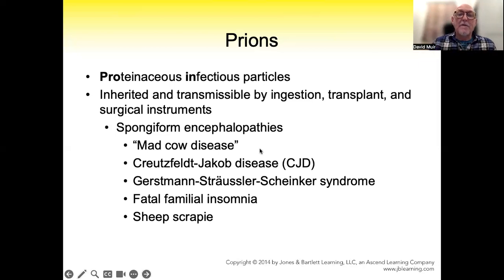So mad cow disease was really important because one of the things about the prions is that they can be acquired through ingestion. And in Britain and in Europe, there was an outbreak of mad cow disease. In human beings it's called Creutzfeldt-Jakob disease. And Creutzfeldt-Jakob disease was acquired by numerous people through eating hamburger.